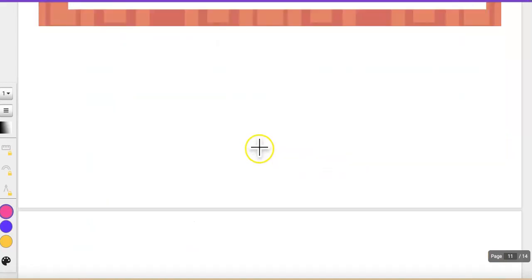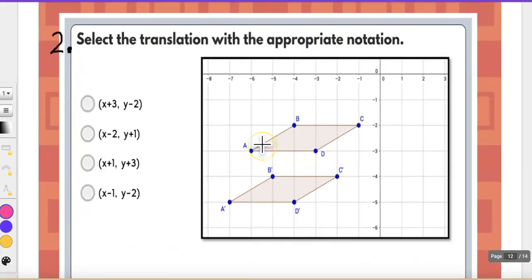Let's do one more problem. Okay, again I will do the same thing. I want you to pause and then find your answer, and then we go from there. Okay, I believe you have the correct answer over here. Let's check your answer. Okay, I'm looking at my point A. Alright, and this is my point A prime.